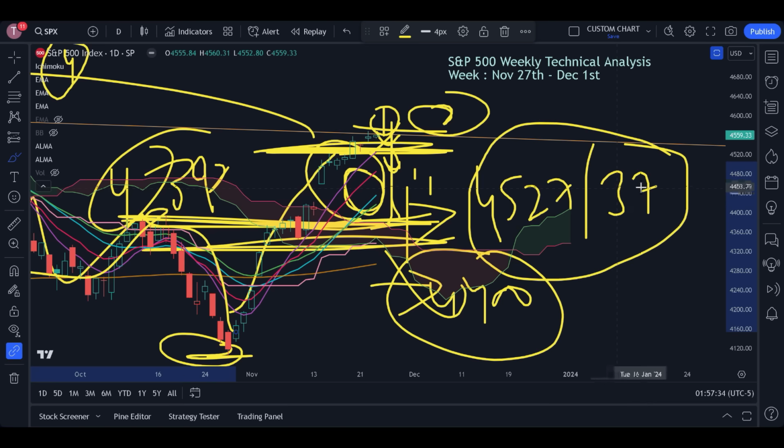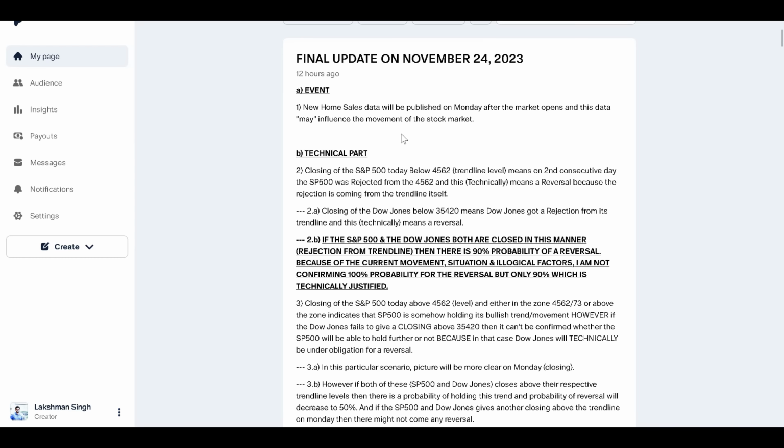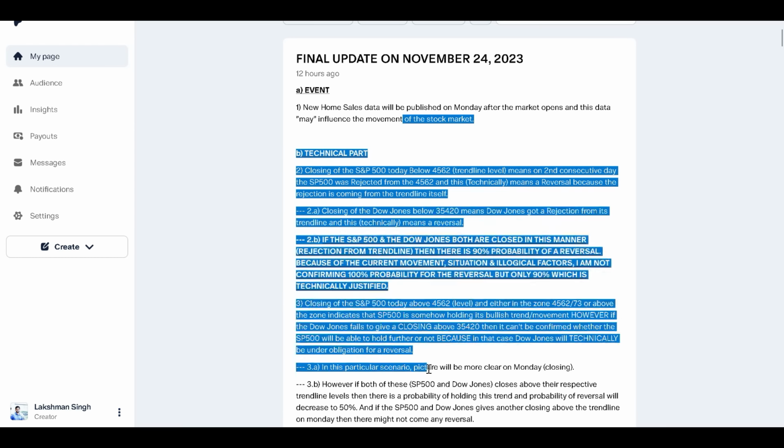So below 4527/37, whenever it comes down, it has the reasons to come down to 4400. And whatever happens, whether it comes down to 4400 or not, we also have some more levels here. So I will confirm everything through the daily updates to my Patreon community members.